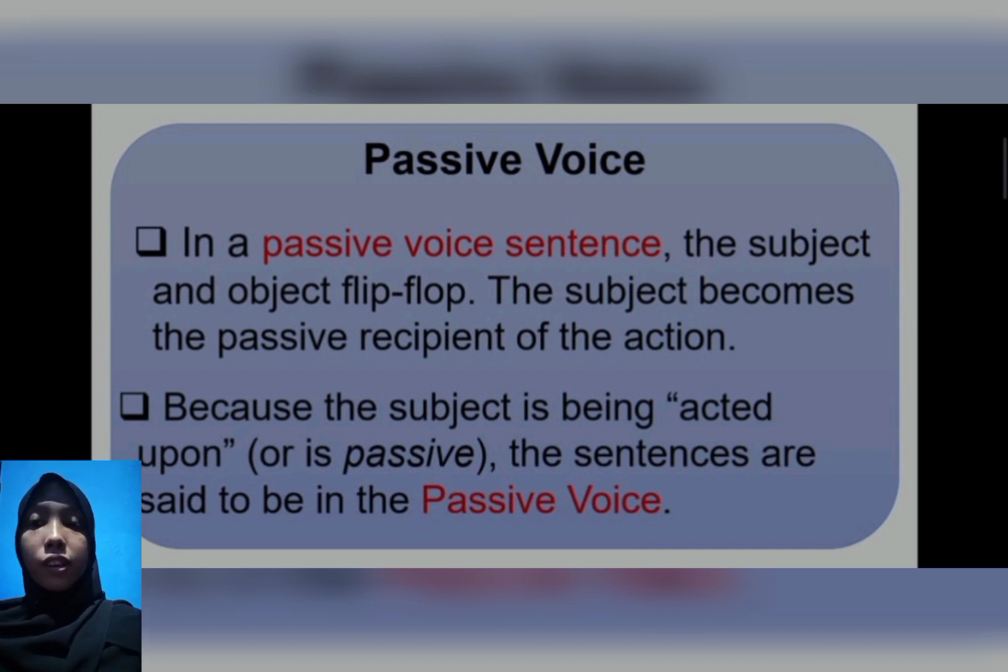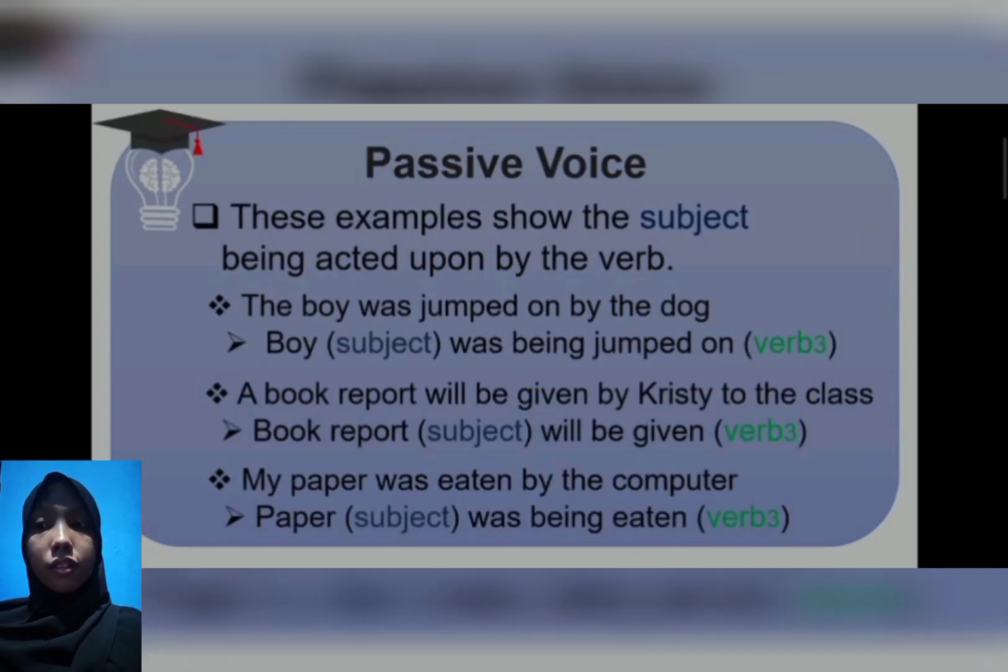In a passive voice sentence, the subject and object flip-flop. The object becomes the passive recipient of the action because the subject is being acted upon, or is passive. The sentences are said to be in the passive voice. These examples show the subject being acted upon by the verb.